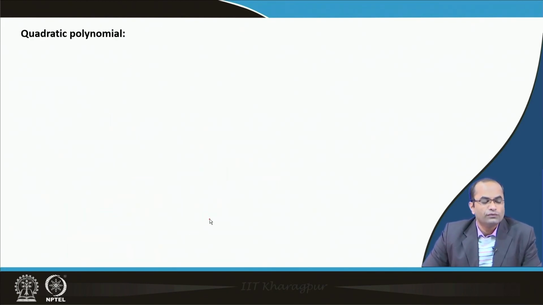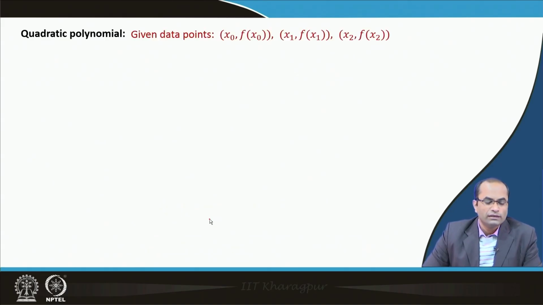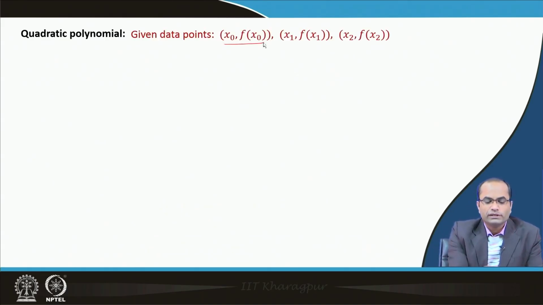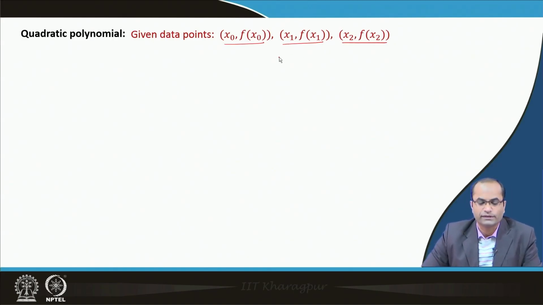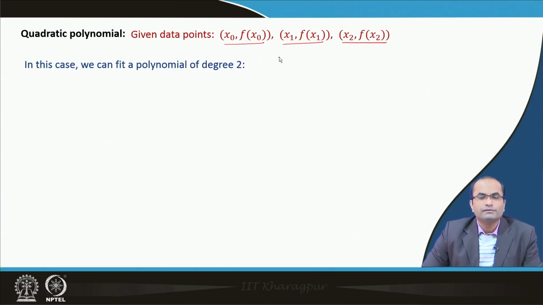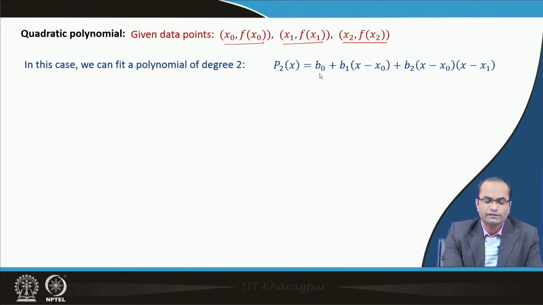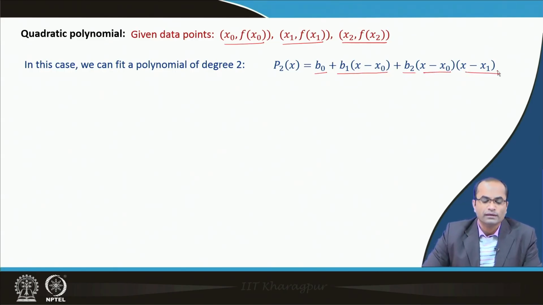Similarly, we can continue for the quadratic polynomial as well, and in this case we need 3 points. So, x naught, x 1 and x 2, and corresponding values f x naught, f x 1 and f x 2. So, in this case naturally we can fit a polynomial of degree 2, and again we will take this structure b naught plus b 1 times x minus x naught plus b 2 times x minus x naught times x minus x 1. And we will again go for the evaluation of these unknown coefficients, that is b naught, b 1 and b 2.